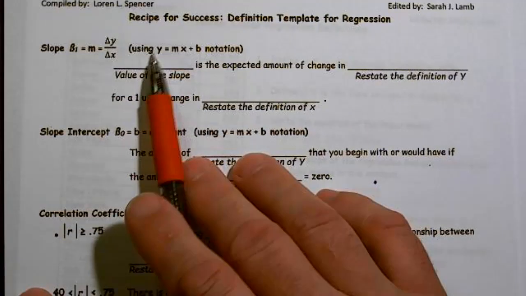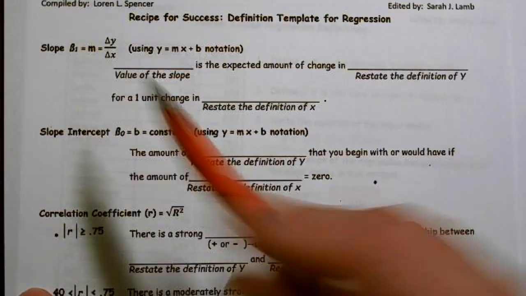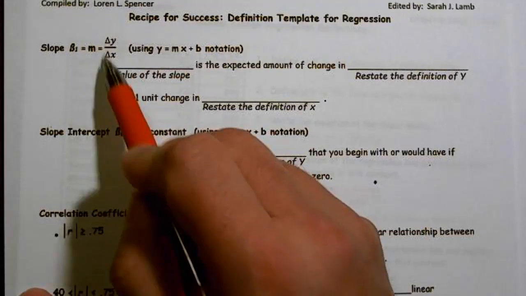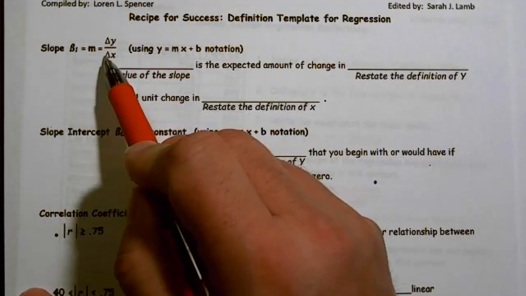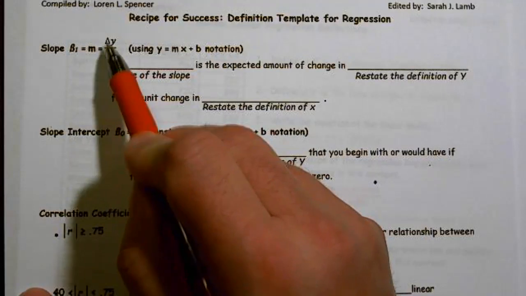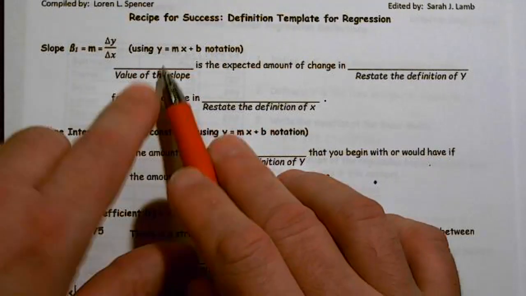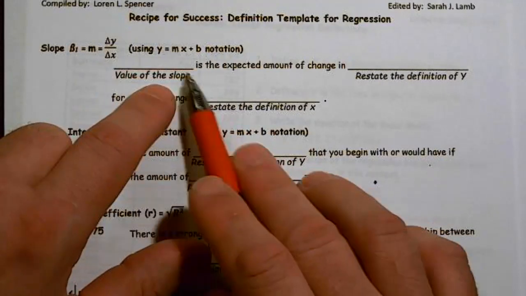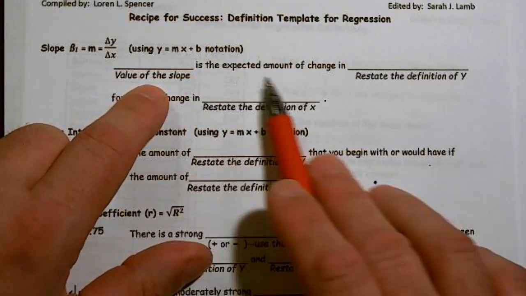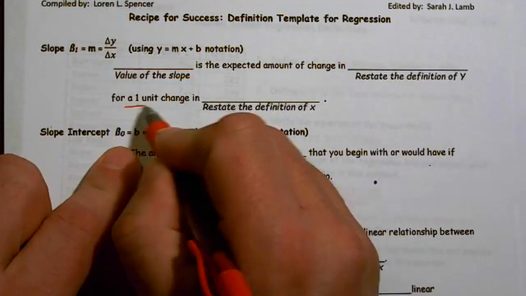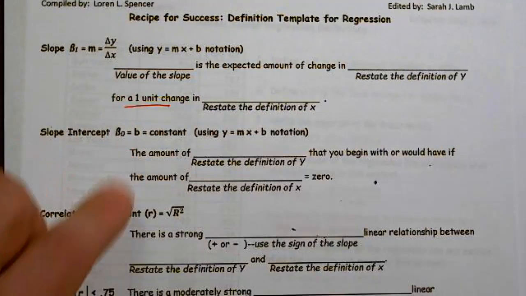So slope. In Algebra 1, you learn slope is y over x, and technically it's the change in y over change in x. In case you didn't remember, the triangle represents change. So we end up calculating a slope, and whatever our slope is, it is the expected amount of change in our y value for a 1 unit change in x.